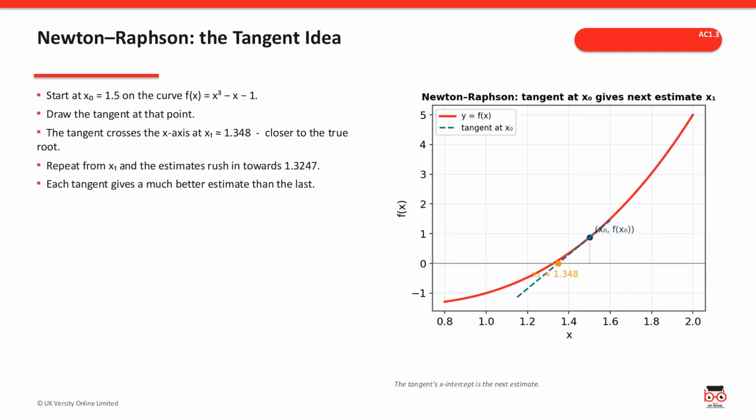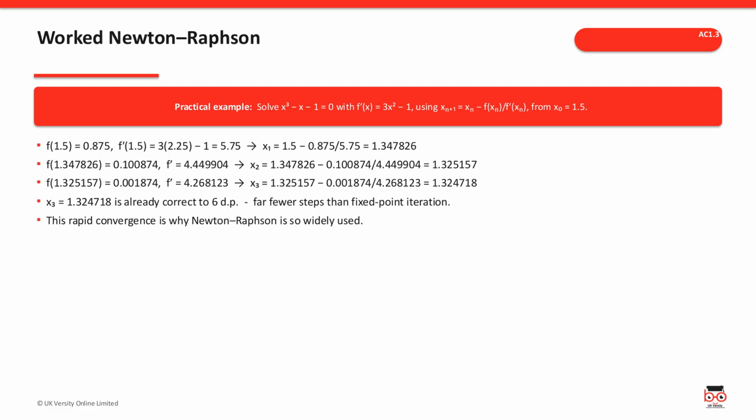Let's picture Newton-Raphson working on f of x equals x cubed minus x minus 1. Start at x naught equals 1.5, sitting on the curve, and draw the tangent there. That tangent cuts the x-axis at about 1.348, already closer to the true root. Repeat from that point, and the estimates rush in towards 1.3247, each tangent giving a far better guess than the one before. Let's put numbers on that.